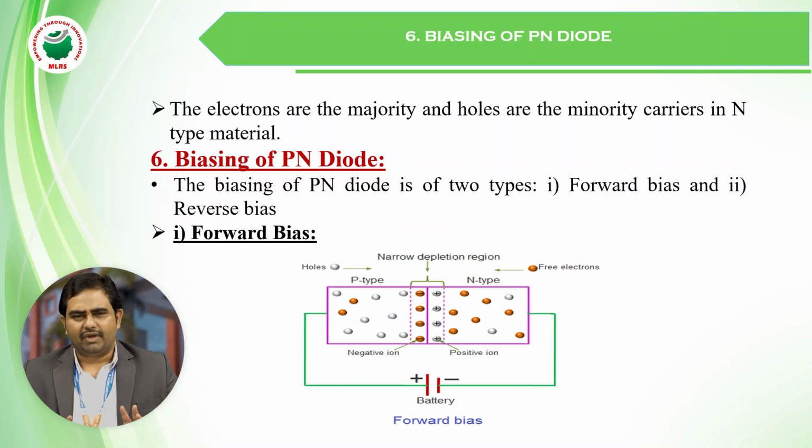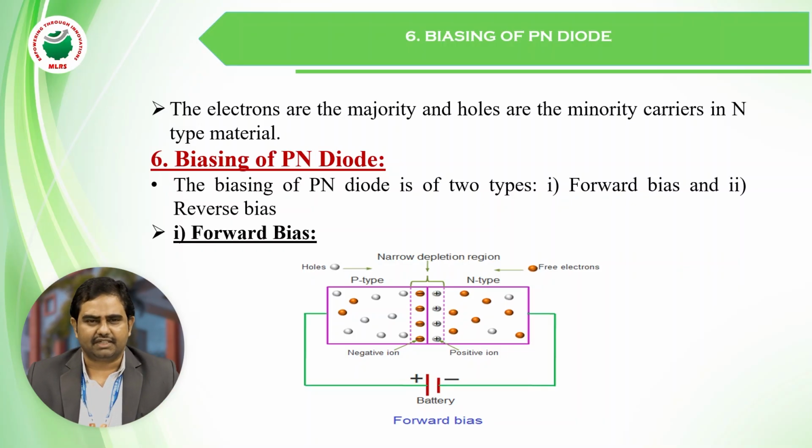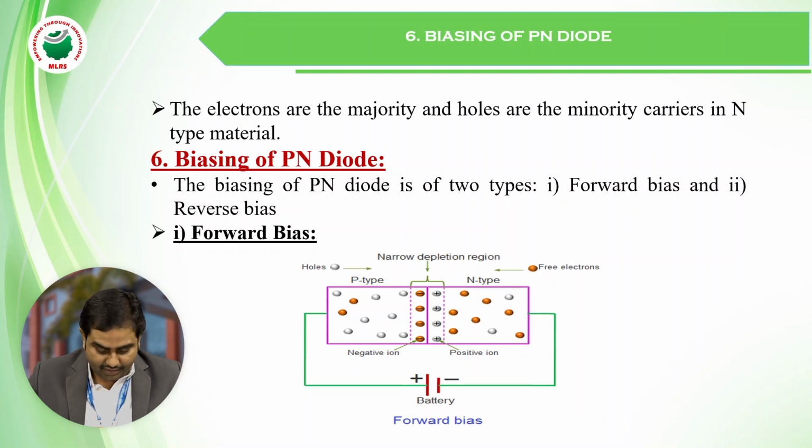PN junction diode biasing is of two types: one is forward bias and the second is reverse bias. Biasing is nothing but applying or connecting a voltage to the PN diode, a DC voltage. Generally we say a DC battery. First we will see forward bias. In forward bias, we connect the p-type material to the positive polarity of the battery and the n-type material to the negative polarity of the battery, as shown in this figure. This battery acts as the DC voltage.